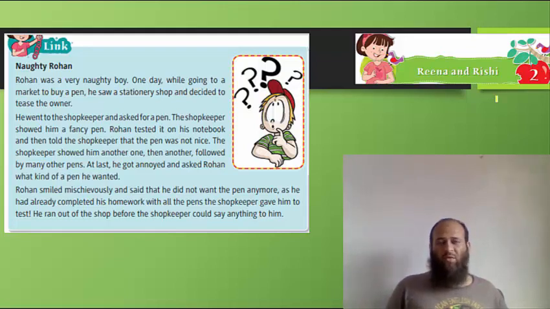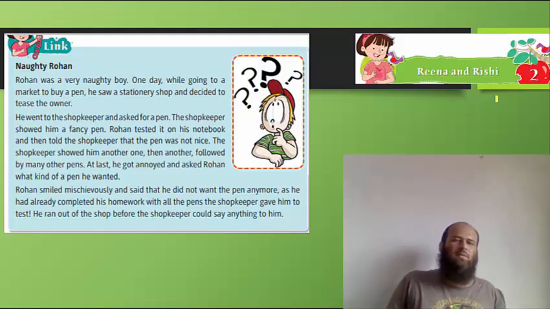Rohan was a very naughty boy. One day, while going to a market to buy a pen, he saw a stationery shop and decided to tease the owner.